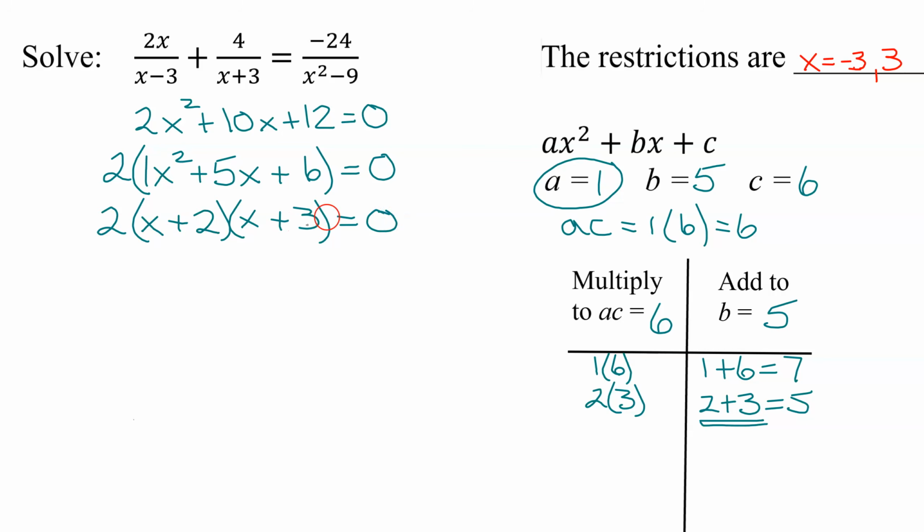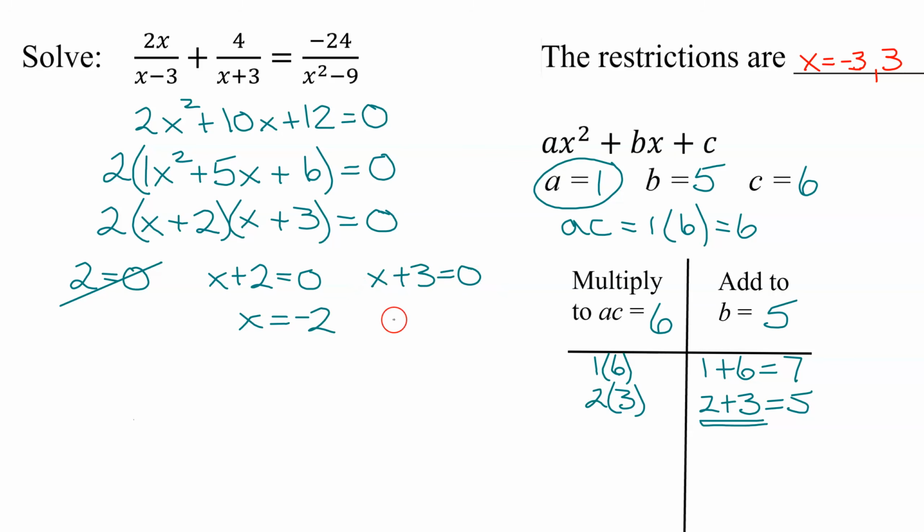Now I have three numbers multiplying together equals 0. You set each of them equal to 0. So 2 equals 0, x plus 2 equals 0, and x plus 3 equals 0. So looking at the first one, can 2 equal 0? No. From x plus 2 equals 0, you're going to subtract 2 from both sides and get x equals negative 2. And from x plus 3 equals 0, subtract 3 from both sides, you get x equals negative 3. But remember, we're not done yet.